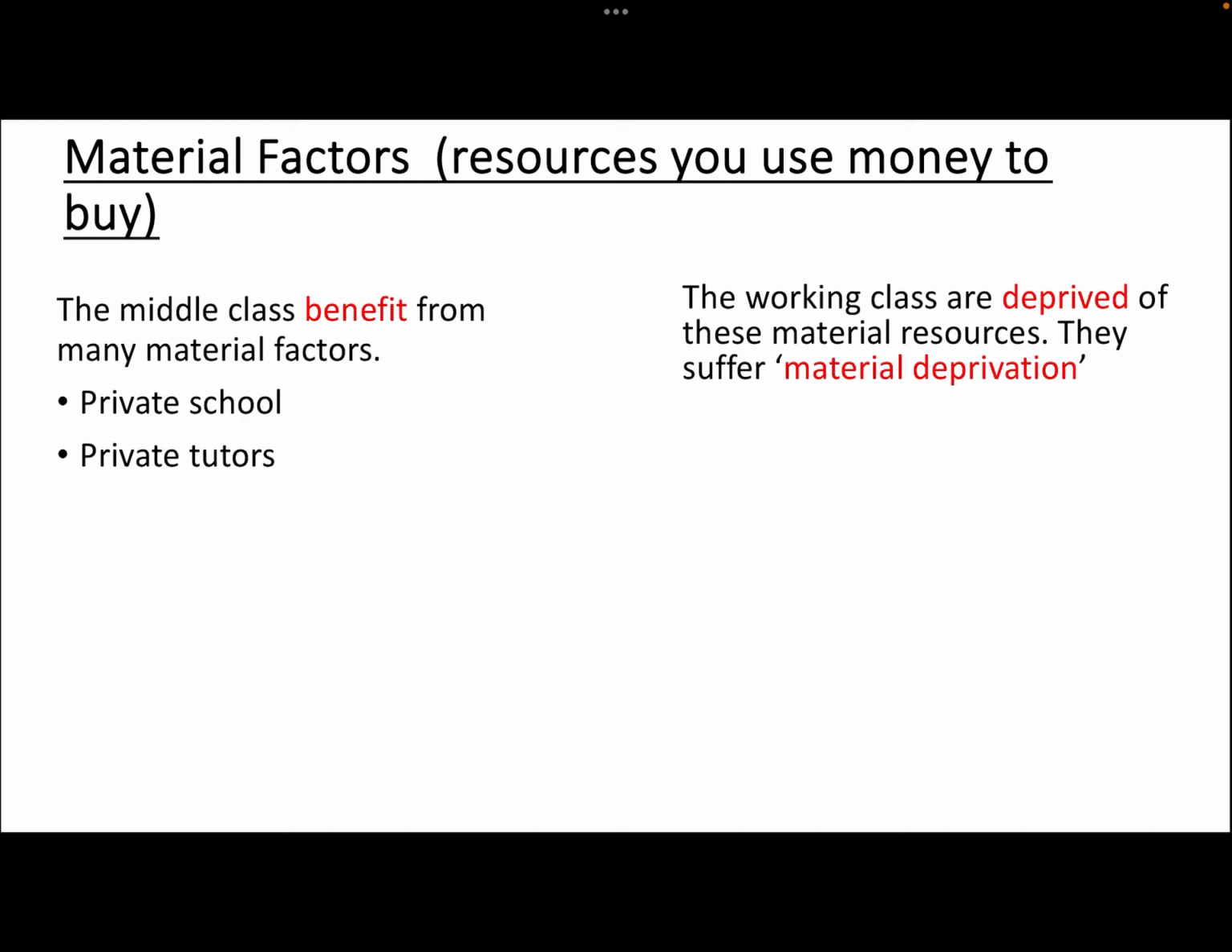They can afford private tutors. So if they're in the state system and they're not doing so well in maths and English, they can actually afford a private tutor to support them to do better. They are more likely to have access to iPads, their own computer, and have a reliable internet connection.